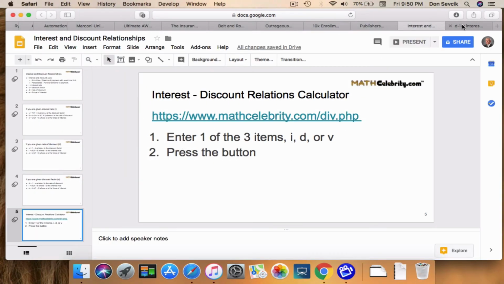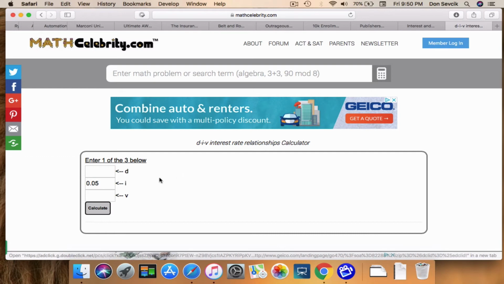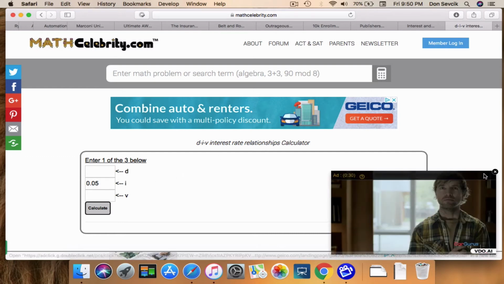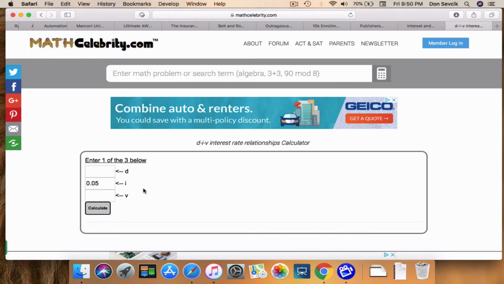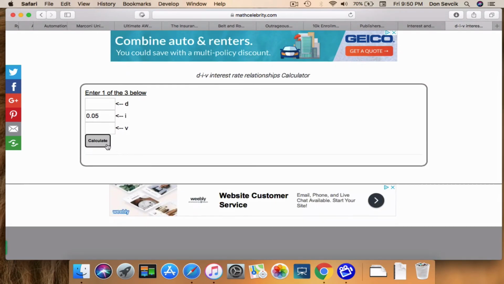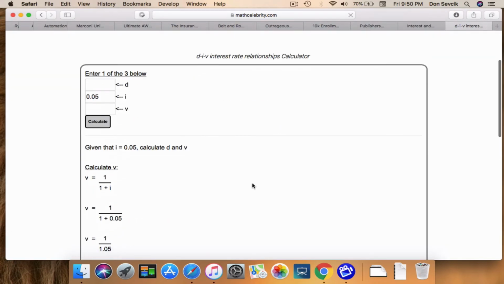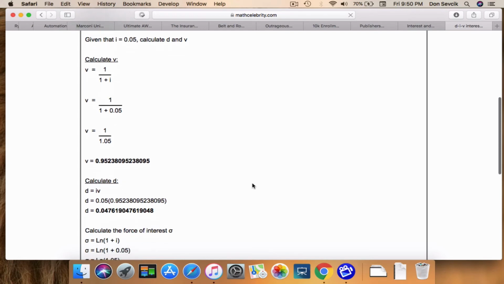Let's go ahead and go over here. Let's say we know I. I'm just going to do one example here. So I is 0.05. We know this. We want to solve for everything else. So we hit calculate. And what this is going to do is solve for D, V, and sigma.